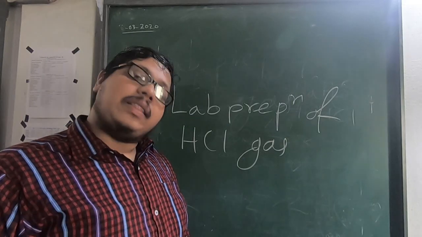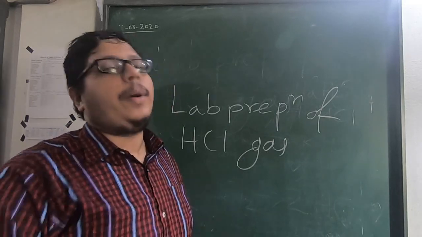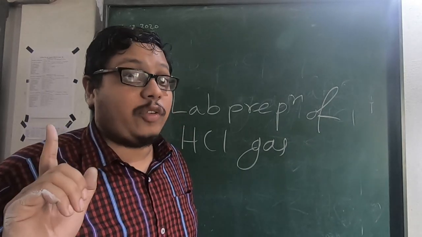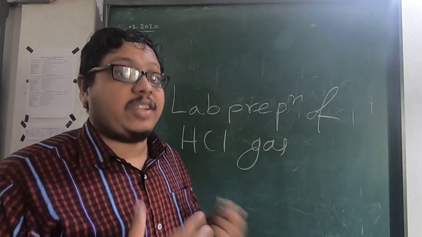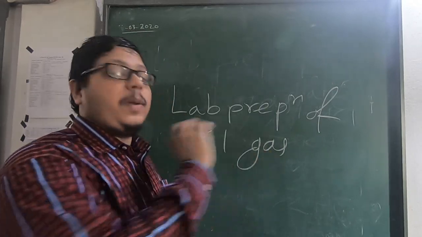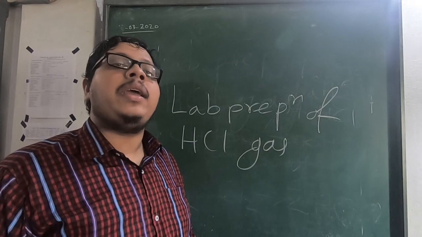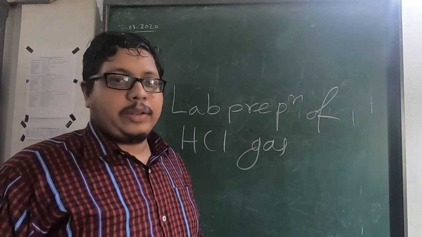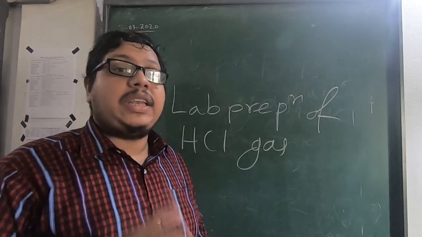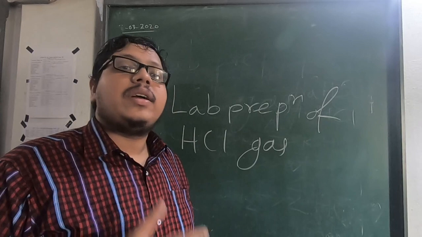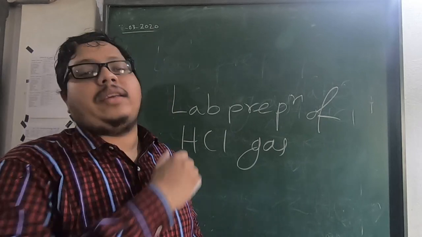In fact, that method was used by Glauber himself. As we discussed in the previous class, in 1648, when it was first prepared in the lab, it was prepared by this method. And still to this day, we prefer this method. Okay? This method being which method? Heating a chloride salt with concentrated sulfuric acid.